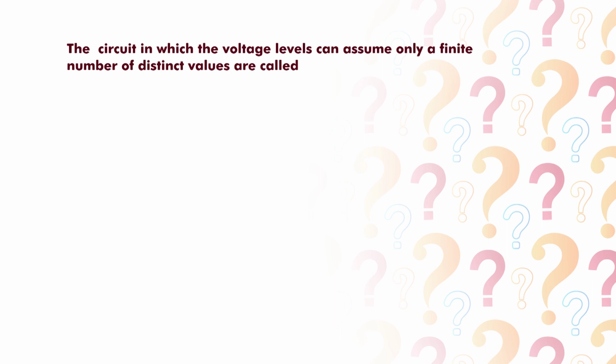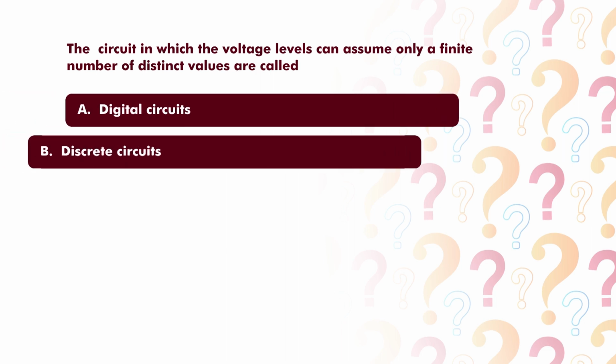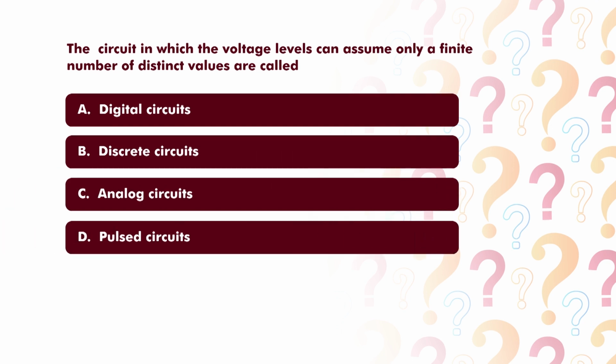Then the second question, the circuit in which the voltage levels can assume only a finite number of distinct values is called. There are again 4 options. The first option, a digital circuit. The second option, an analog circuit. Third option, a discrete circuit. And the fourth option, a pulse circuit. And the right answer is the first option, that is the digital circuit.